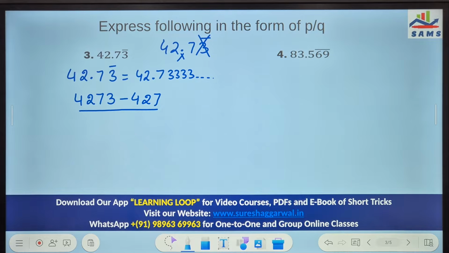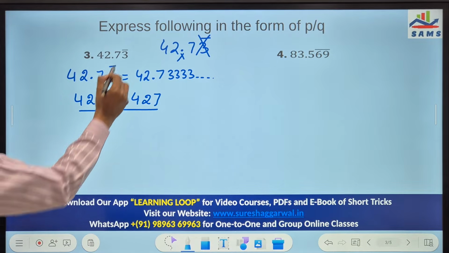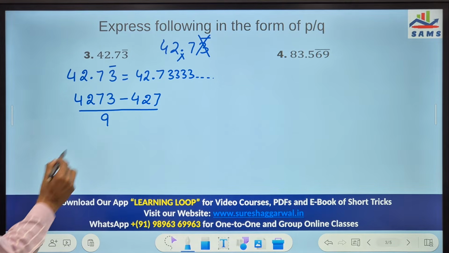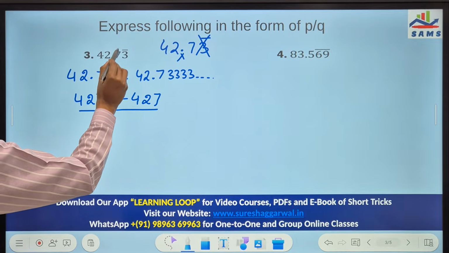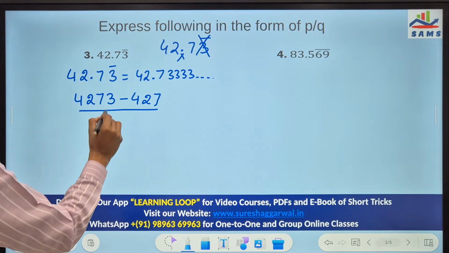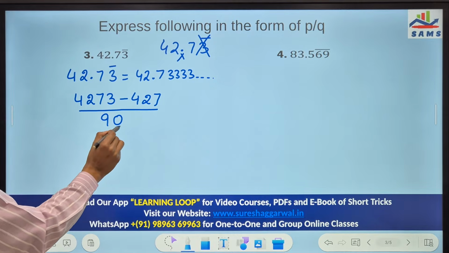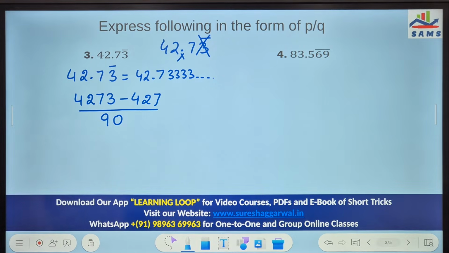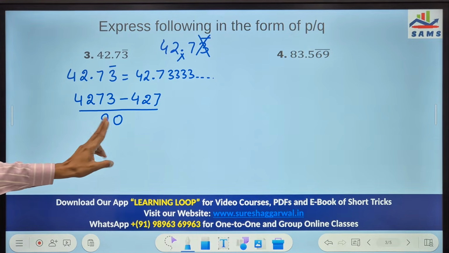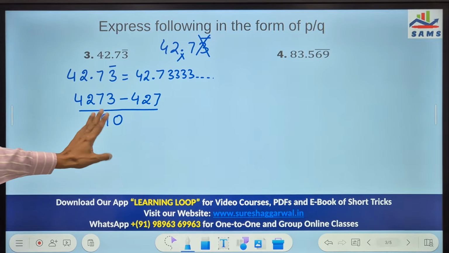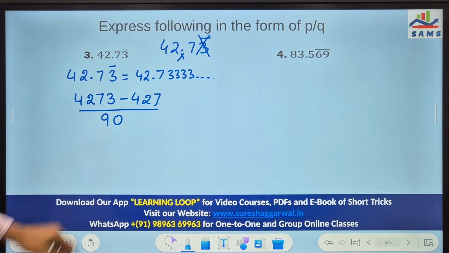Here you have one digit under the bar, so 19, and one digit not under the bar. So the number of digits not under the bar is equal to the number of zeros you will put with the nines. One digit under the bar, 19, one digit not under the bar, 10. This is the next important step, and now you will have the answer in the next step.